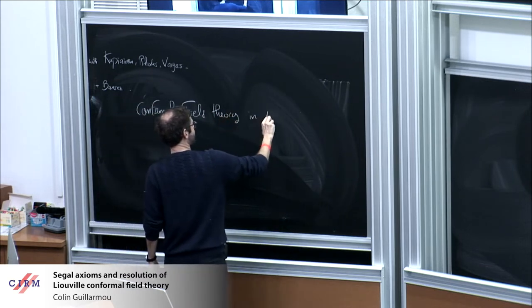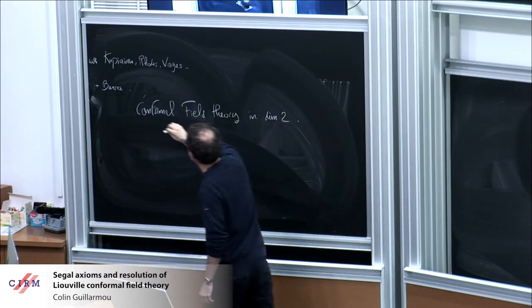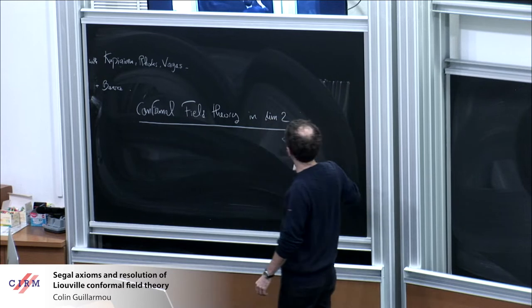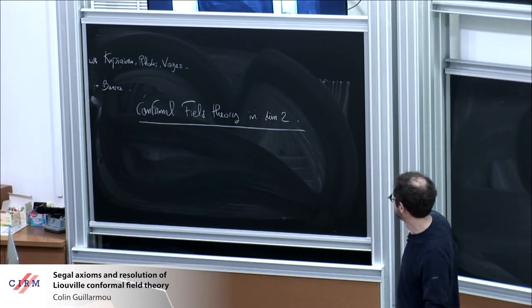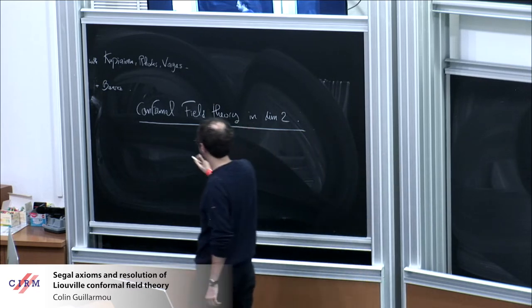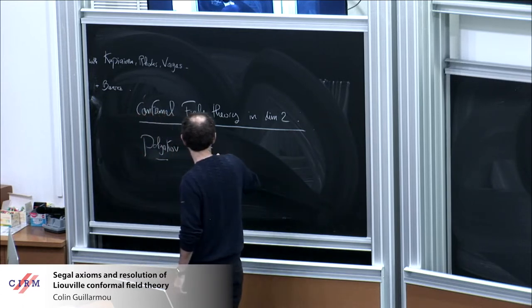In dimension 2. Conformal field theory is an area of theoretical physics which has been developed since the 80s. It was introduced by essentially the Russian school and especially Polyakov, Zamolodchikov, Belavin, and so on.